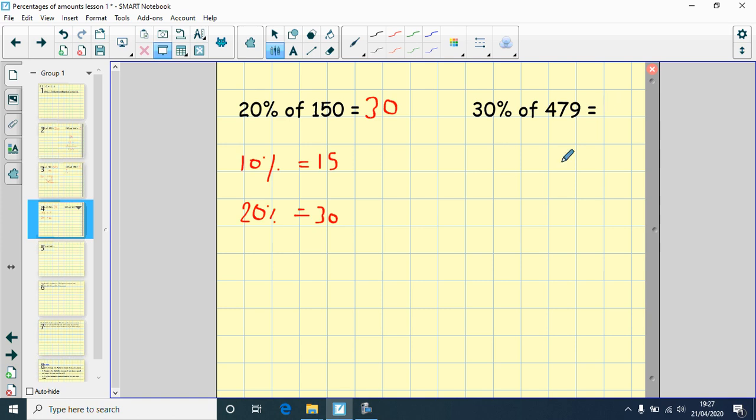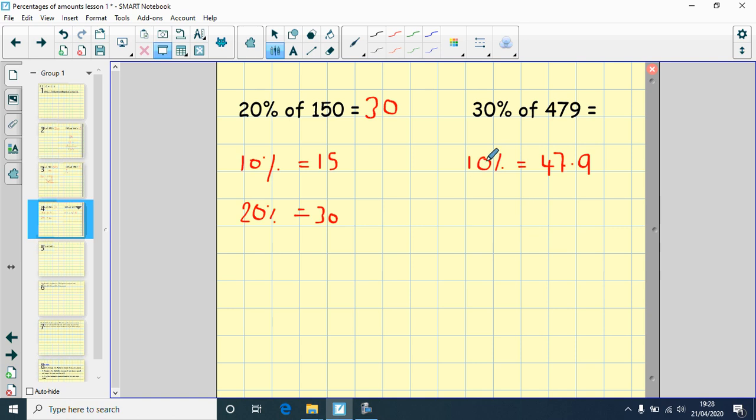30% of 479. So again, I'm going to start with 10%. 10%, I need to divide it by 10, and I know that is 47 point, should get your point in there, 0.9.